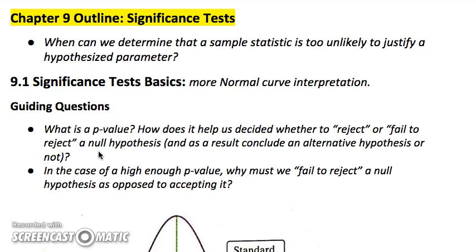that would occur. Why do we reject a null hypothesis when we have a small enough p-value? Why do we fail to reject a null hypothesis and not accept it? And those are going to be things to think about as we go into significance tests. Let's talk about what we mean by significance tests and how it compares to a confidence interval.